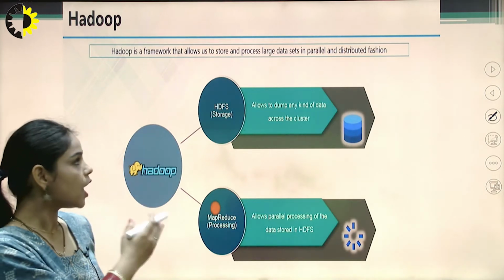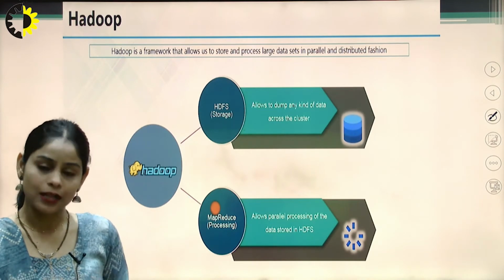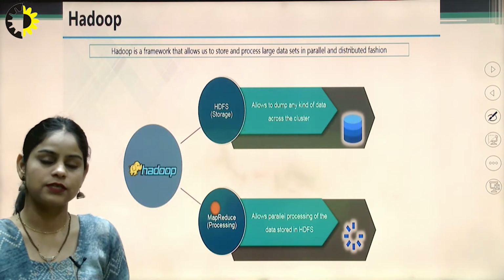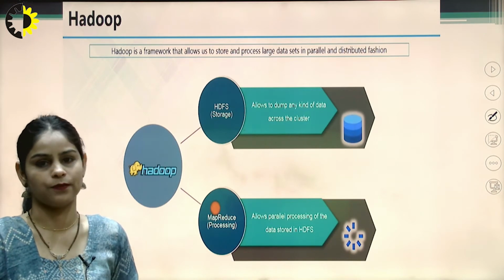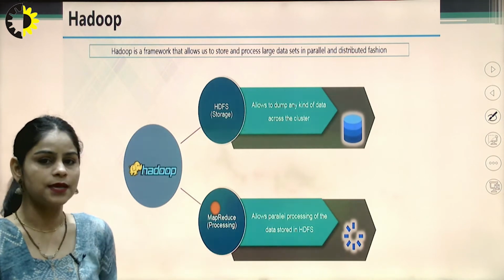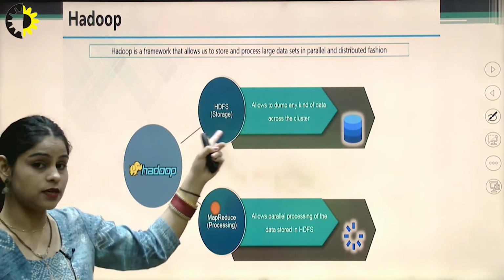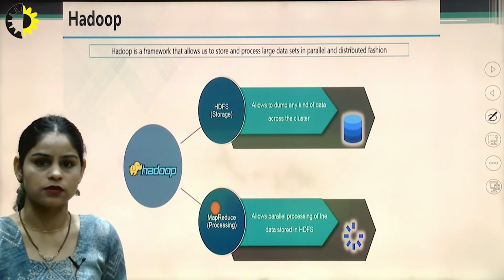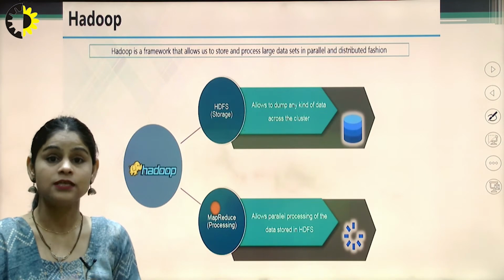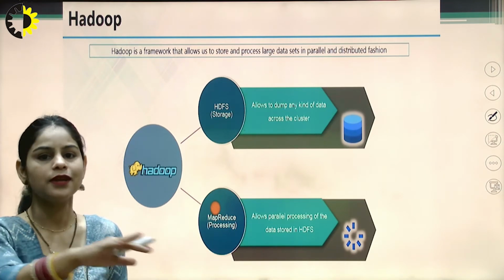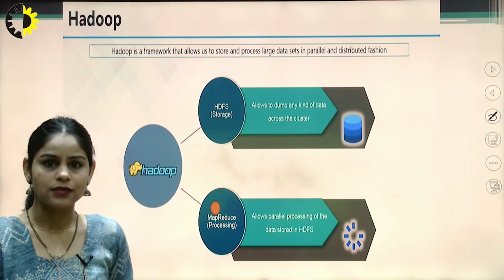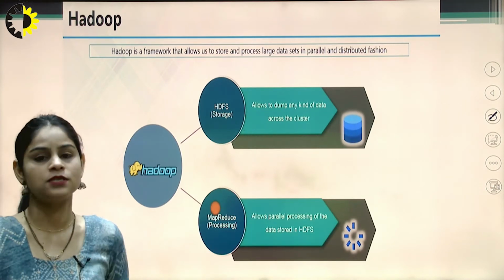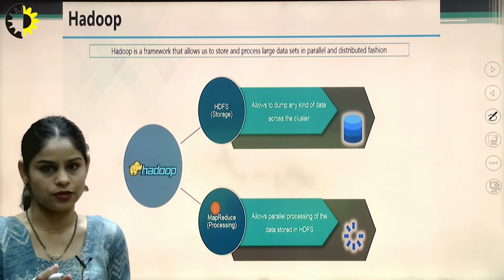So as you can see, Hadoop has two main components that help us to solve these three problems. The first component of Hadoop is HDFS, which stands for Hadoop Distributed File System. And the second component of Hadoop is MapReduce. Now, this HDFS is the storage unit of Hadoop, which allows us to store any type of data, any sized data, any sort of data across the entire cluster of Hadoop. Whereas MapReduce is the processing unit of Hadoop. It allows the parallel processing of the data that has been stored in HDFS.